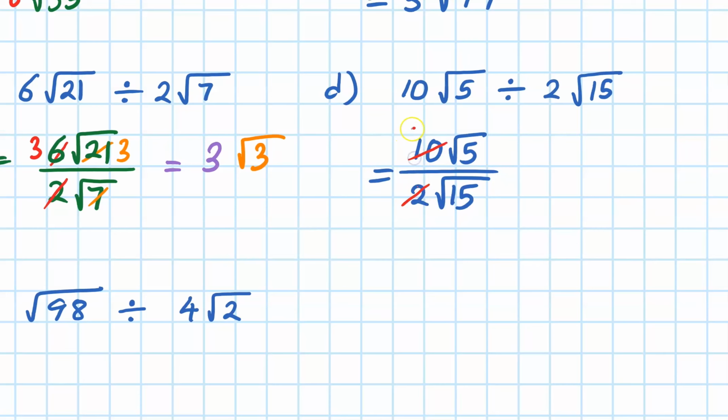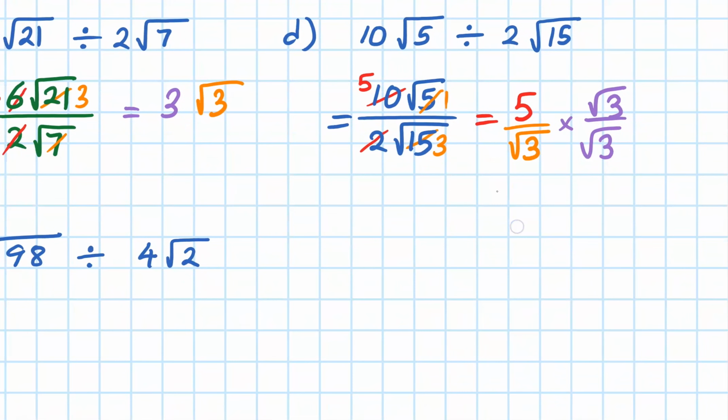Well, 2 and 10 get cancelled, delivering 5 on the numerator. Then this 5 and 15 cancel and give me root 1 on the numerator and root 3 on the denominator, hence root 3 in the denominator. So 5 on root 3. I can even rationalize this one and make root 3 there, and then the answer becomes 5 root 3 on 3.